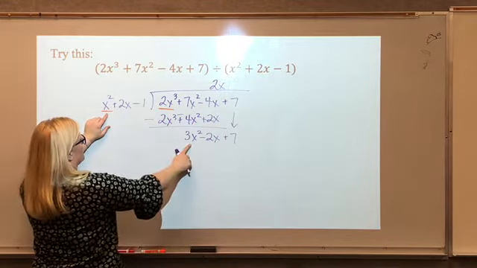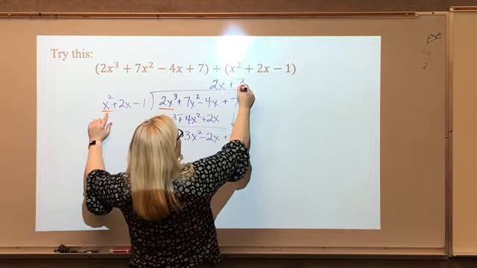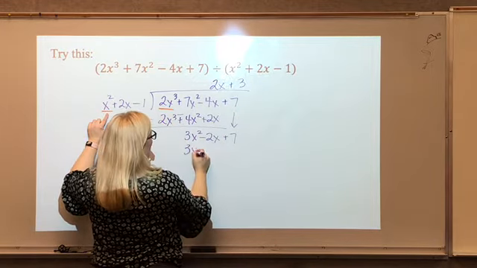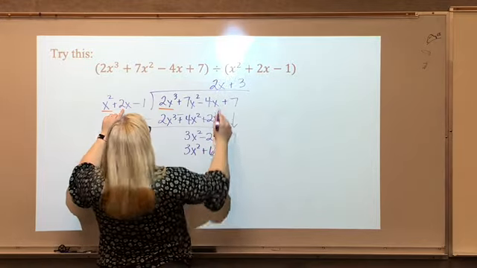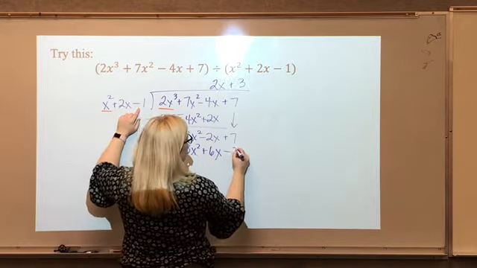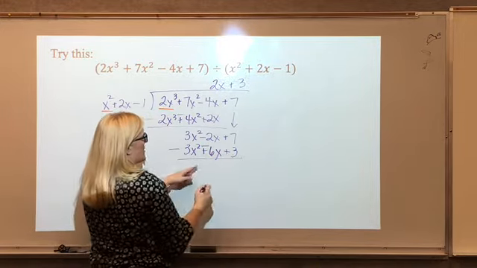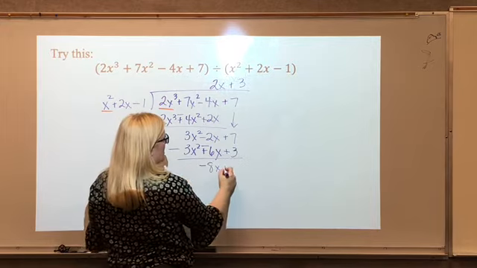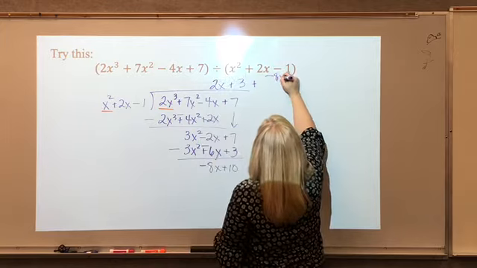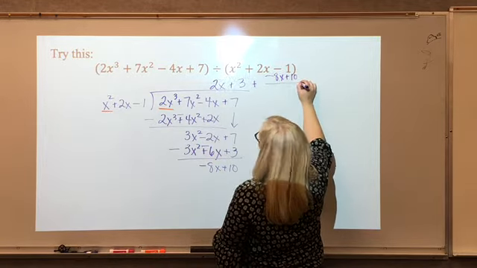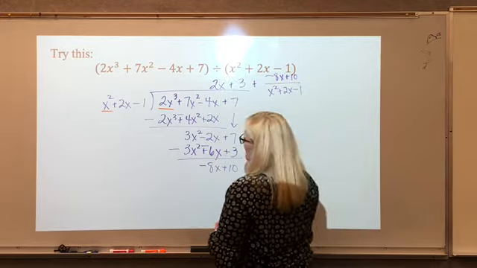Okay, if I multiply this by 3, I get 3x squared, so I have plus 3. 3 times x squared is 3x squared. 3 times 2x is 6x. And then 3 times negative 1 is negative 3. Subtract, change these signs. So I get negative 8x plus 10. That's my remainder, so I have plus negative 8x plus 10 over x squared plus 2x minus 1.